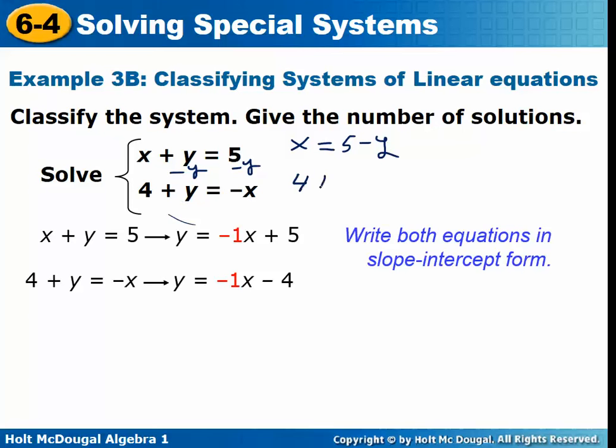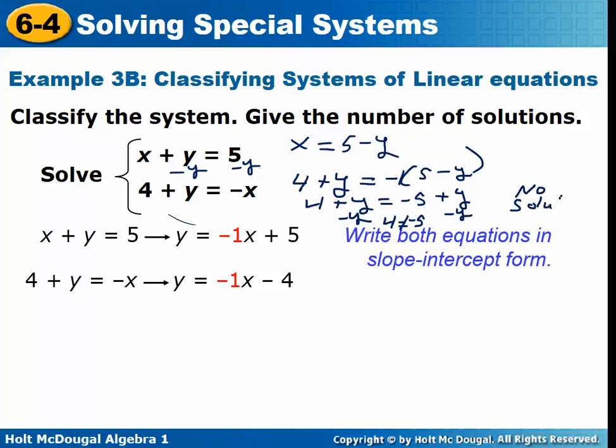So I'd have 4 plus y equals negative (5 minus y). The negative in front means I need to change the sign of each term inside the parentheses. So I have 4 plus y equals negative 5 plus y. Okay, now to complete solving this, I have a y on both sides, so I need to subtract y to get it together. And that leaves me with 4 on the left side equals negative 5. 4 is not equal to negative 5. When you come up with a false statement like that, you would say that there is no solution.